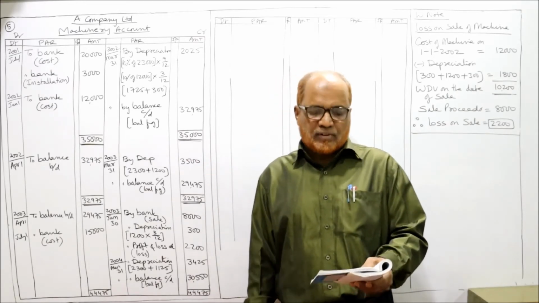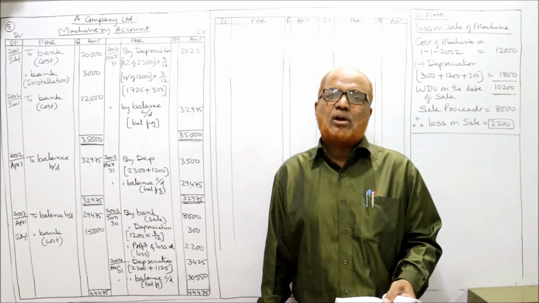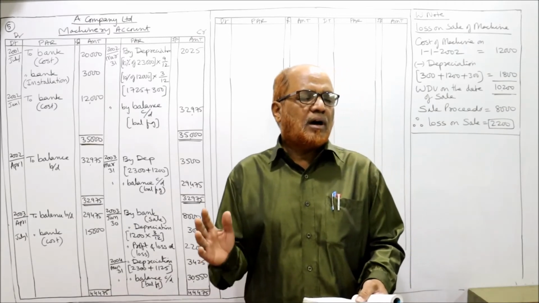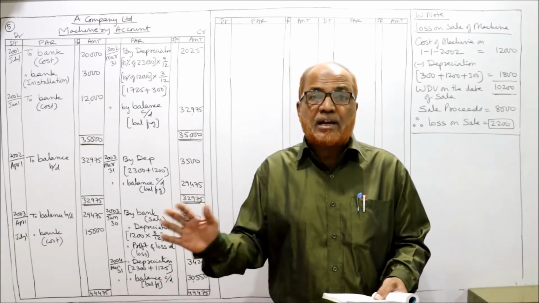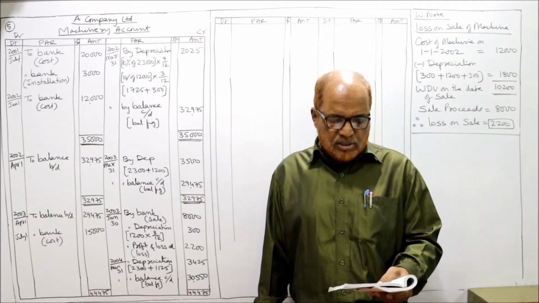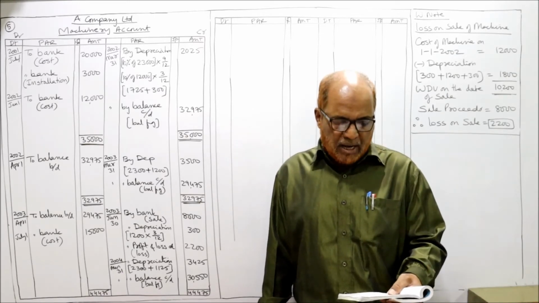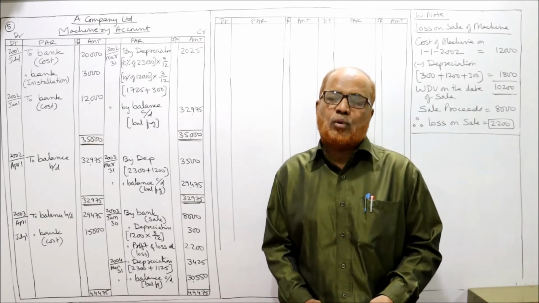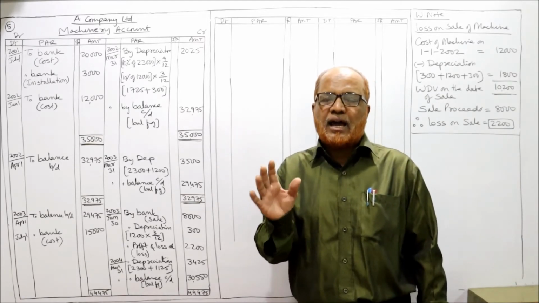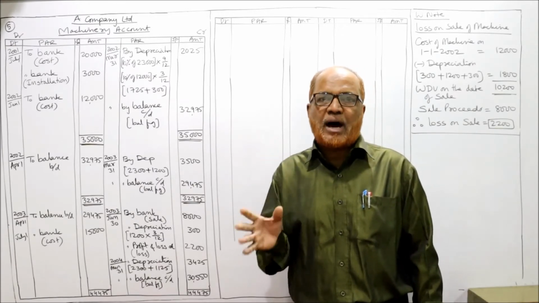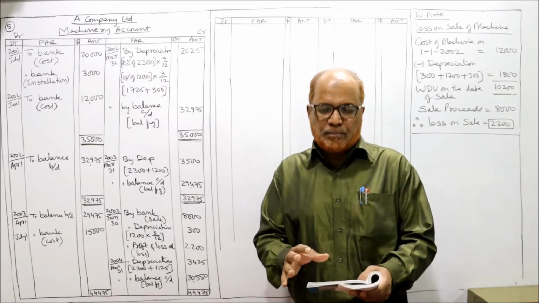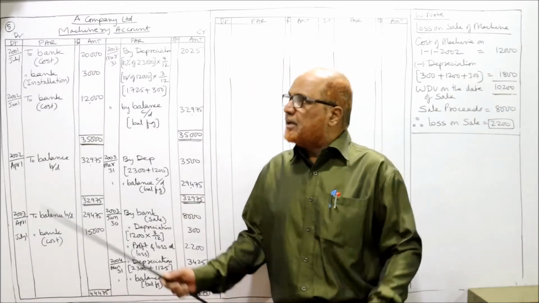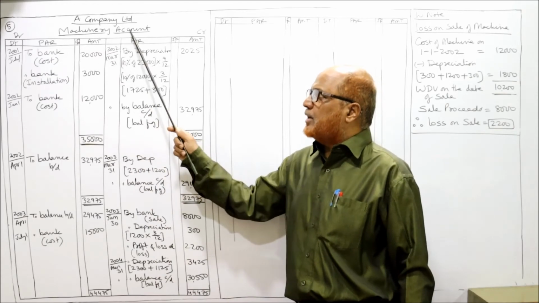The company writes off 10% depreciation on original cost. Original cost means straight line method. The accounts are closed every year on 31st March. Show the machinery account for the year ending 31st March 2004. So every year the accounts are closed on 31st of March, and we have to prepare the machinery account up to 31st March 2004. Now see here, this is the machinery account, A Company Limited machinery account.